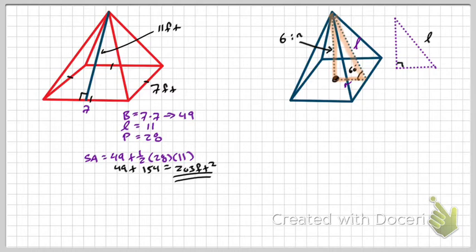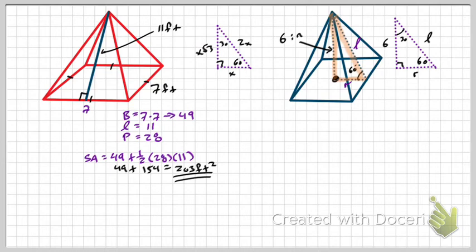I'm trying to find my slant height and the radius. I know this angle is 60, and I know this is 6. Hopefully we recognize this is a 30-60-90. You could also use trig if you want, no problem with that. Just a reminder of our 30-60-90 ratios: this is x, this is 2x, and this is x radical 3.